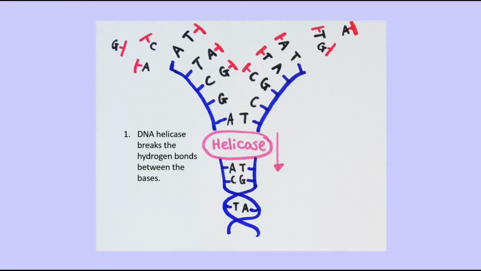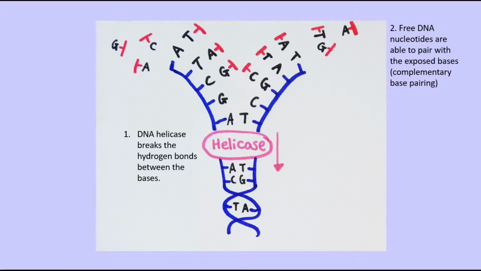An enzyme called DNA helicase moves down the DNA molecule, breaking the hydrogen bonds between the bases as it goes. This exposes the bases on either side. Next, free DNA nucleotides, which are always floating around the nucleus, pair up with the exposed bases by hydrogen bonding. Complementary base pairing occurs, so A always pairs with T and C always pairs with G.